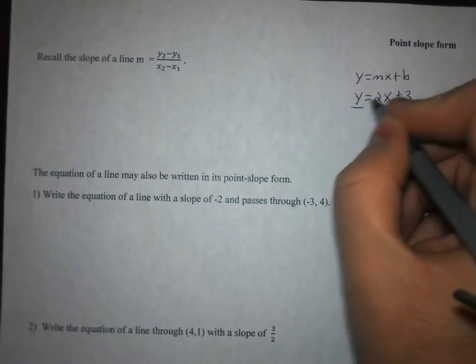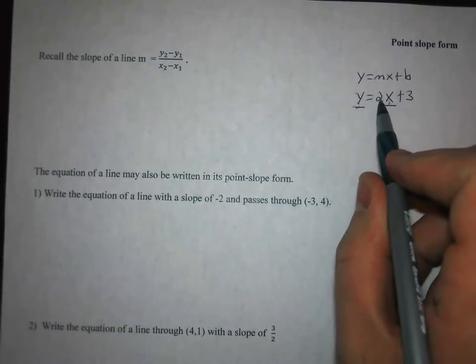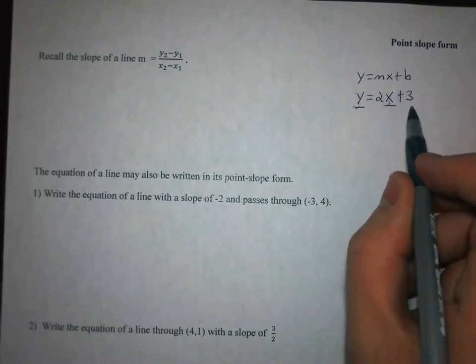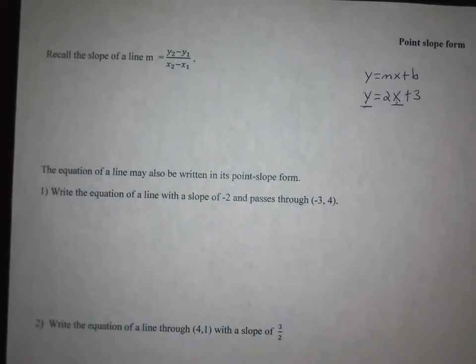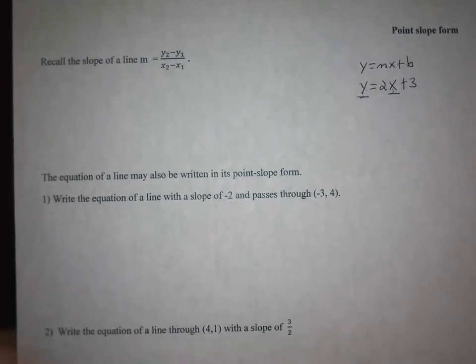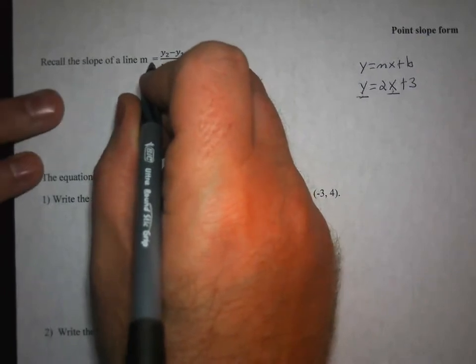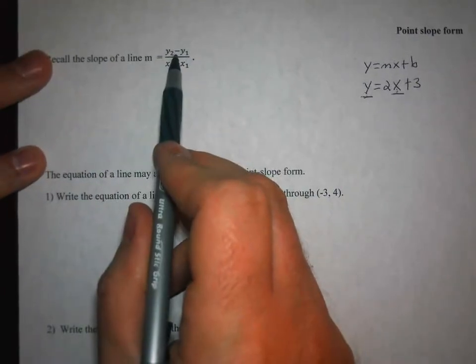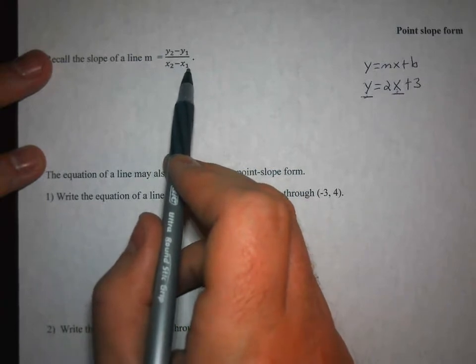So there's points that the line passes through. But from looking at the equation, we could tell the slope was 2, and it went through the point 0, 3. What the point-slope form does is it allows you to use any point in the slope. Where the point-slope form is going to come from is from the slope formula. M equals the vertical change, y2 minus y sub 1, divided by horizontal change, which is x2 minus x1.